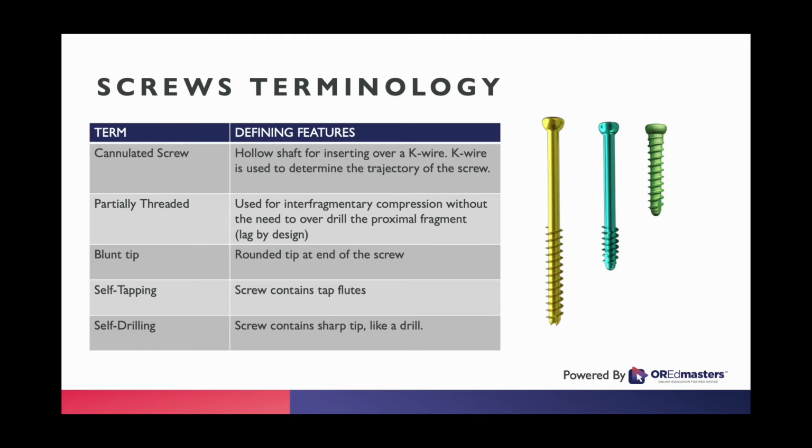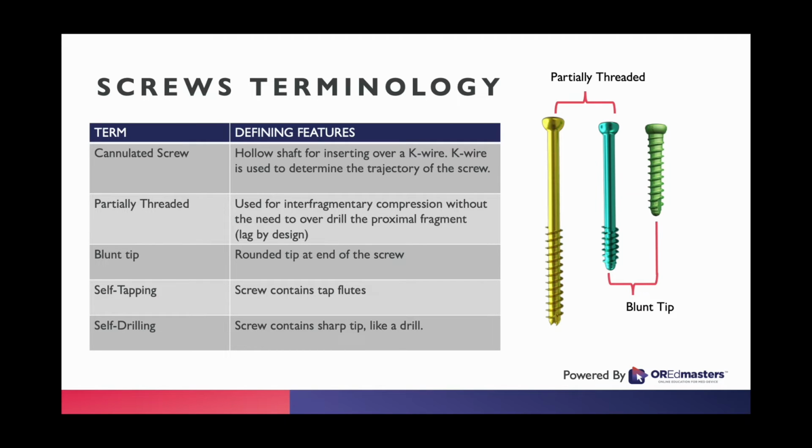Cannulated screws contain a hollow shaft. A Kirschner wire or K-wire is inserted, usually with the guidance of fluoroscopy, to determine the trajectory of the screw. The screw is inserted over the wire and the K-wire is removed. Partially threaded screws are simply that, only threaded on a portion of the screw shaft. These types of screws are used in a lag technique.